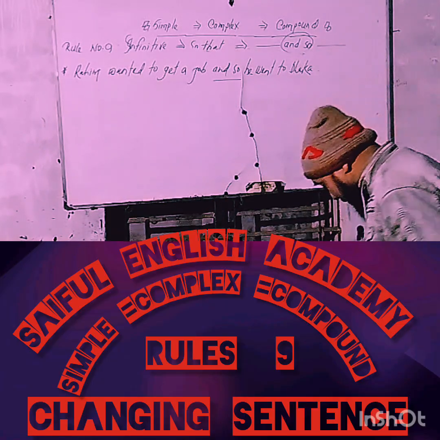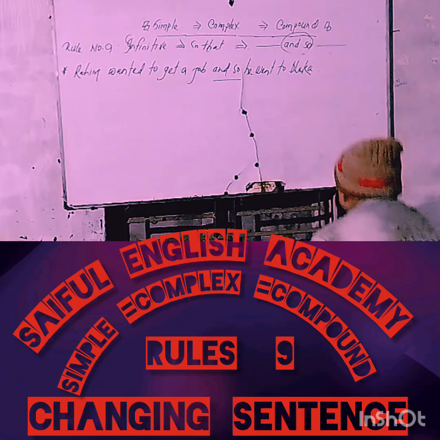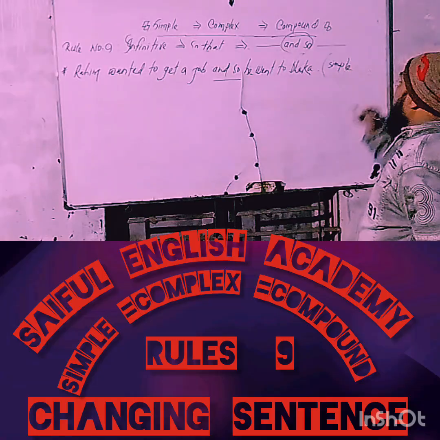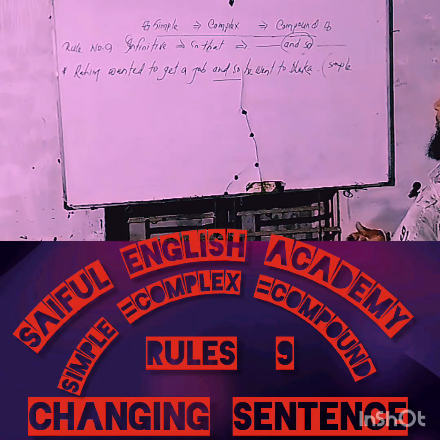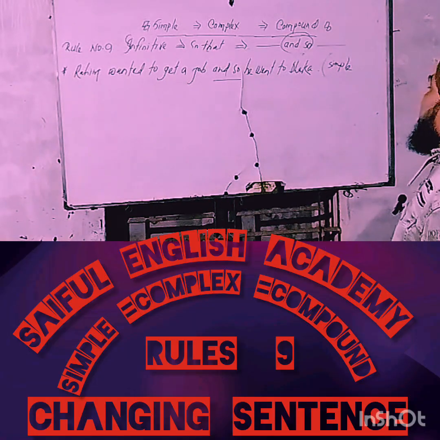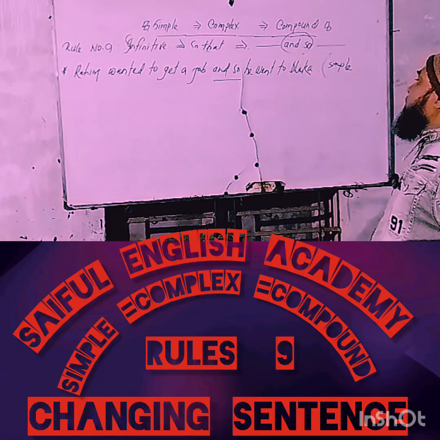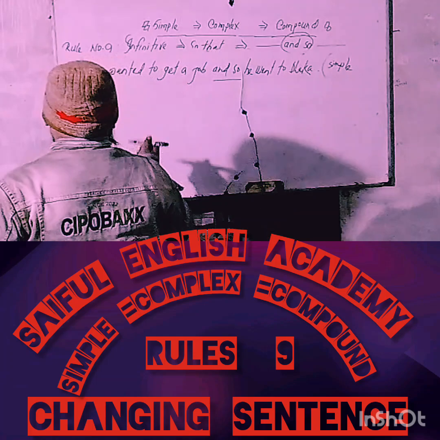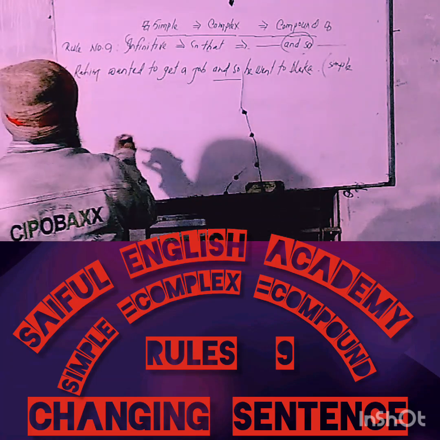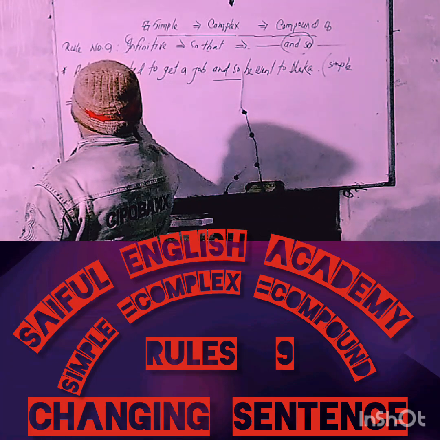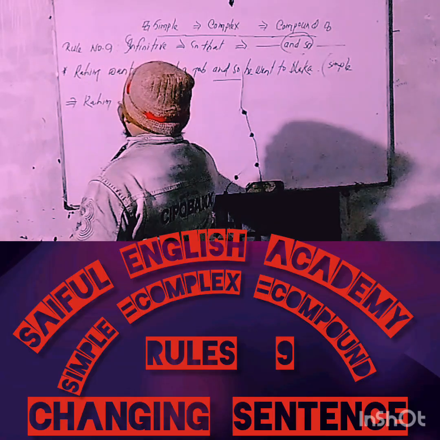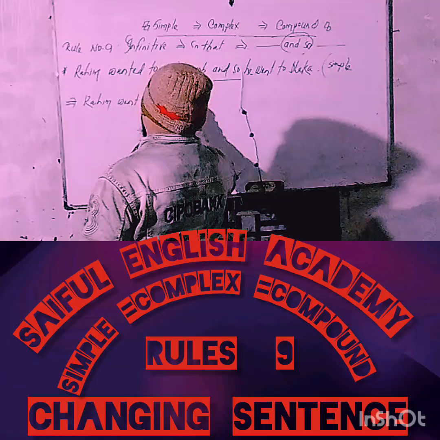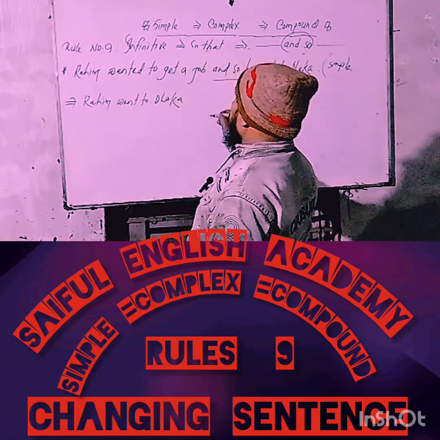So suppose you are told to change this statement into a simple sentence. So, my dear learners, what steps should you take? Take a look at the board and try to understand. In this case, you will have to write the second principal clause at first: Rahim went to Dhaka. Then you'll have to use the infinitive.